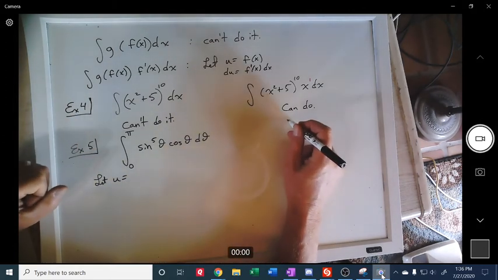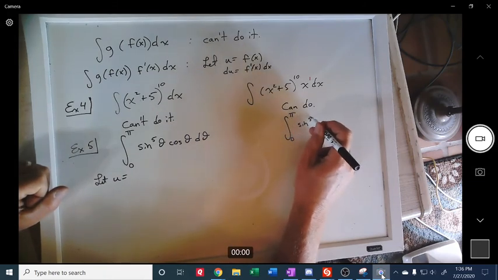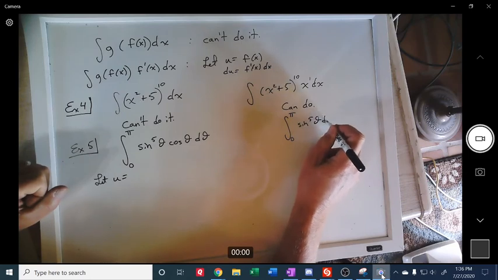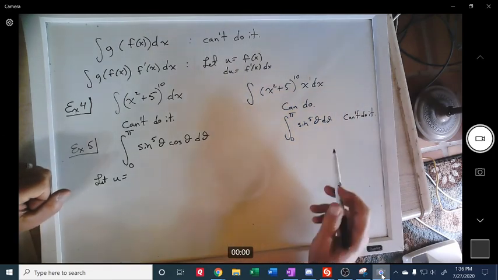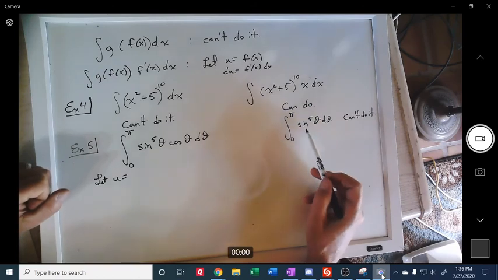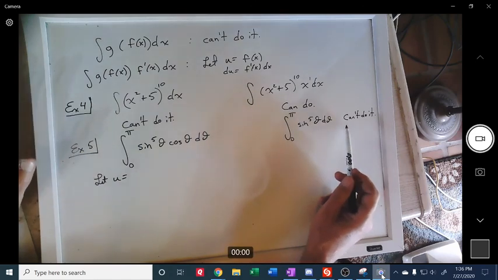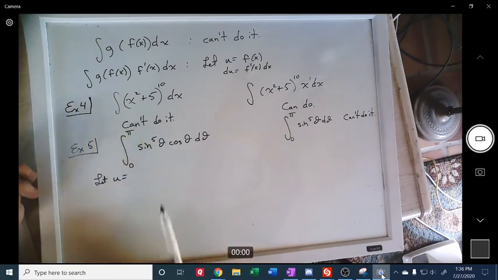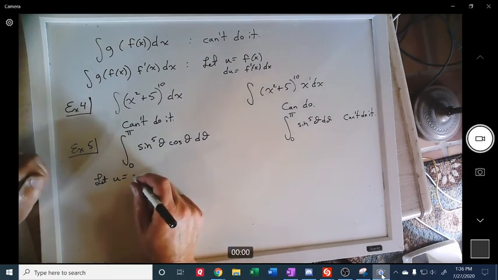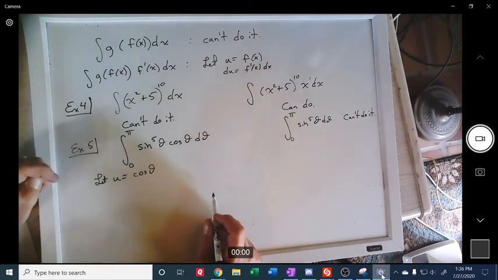Well, let me point out, if the problem had been this, we can't do it. Because there's not two functions of theta where one is the derivative of the other. Can't do it. But this one, we can do it. Now I have two choices. I can let u be cosine of theta, or I could let u be sine of theta.